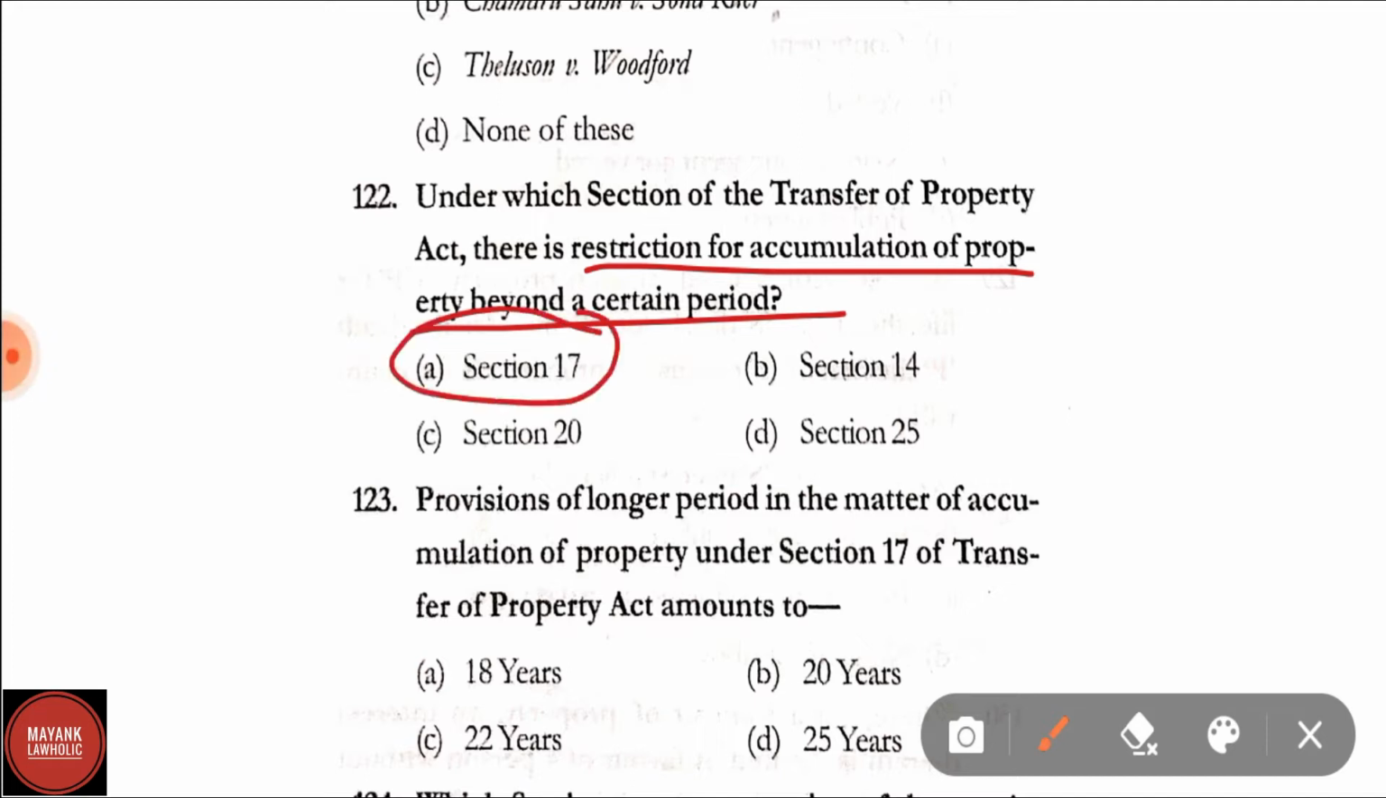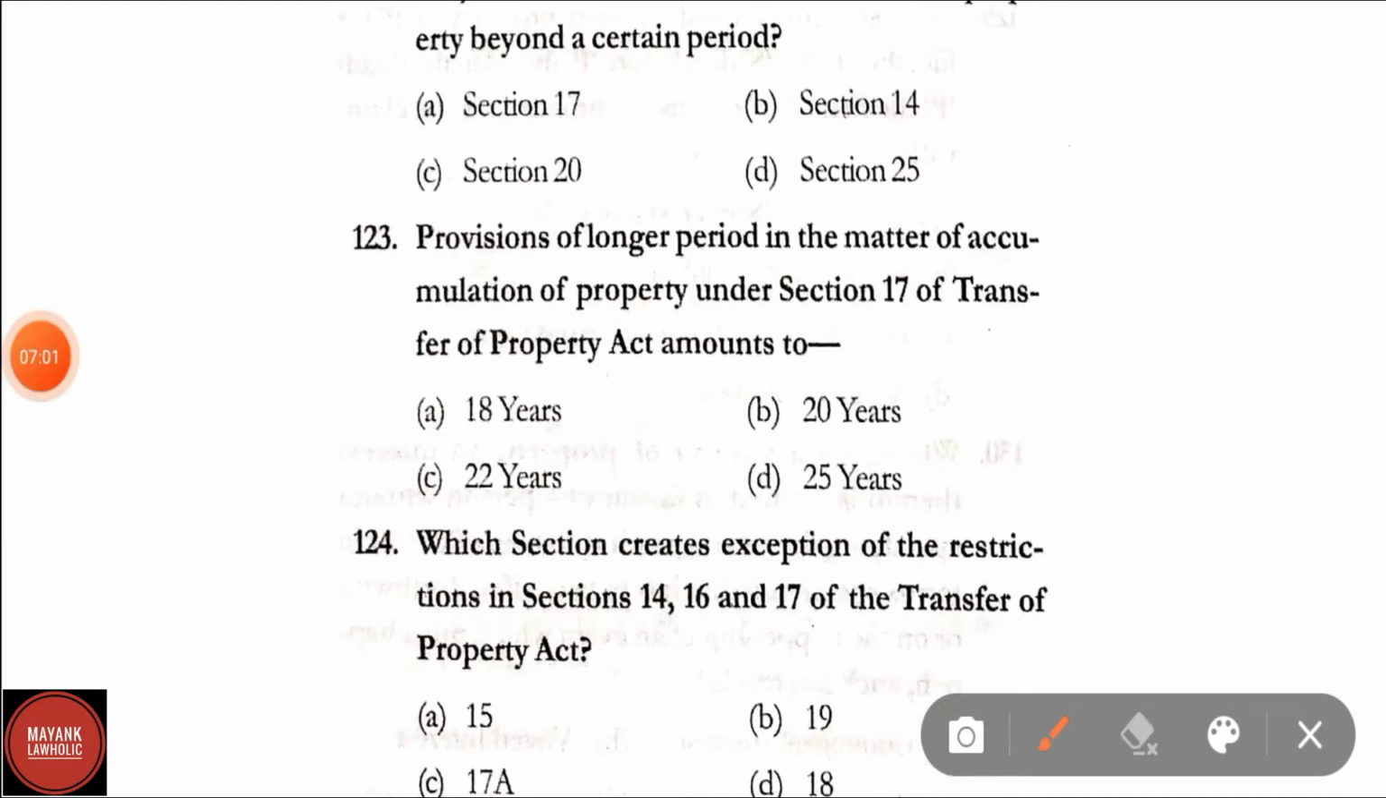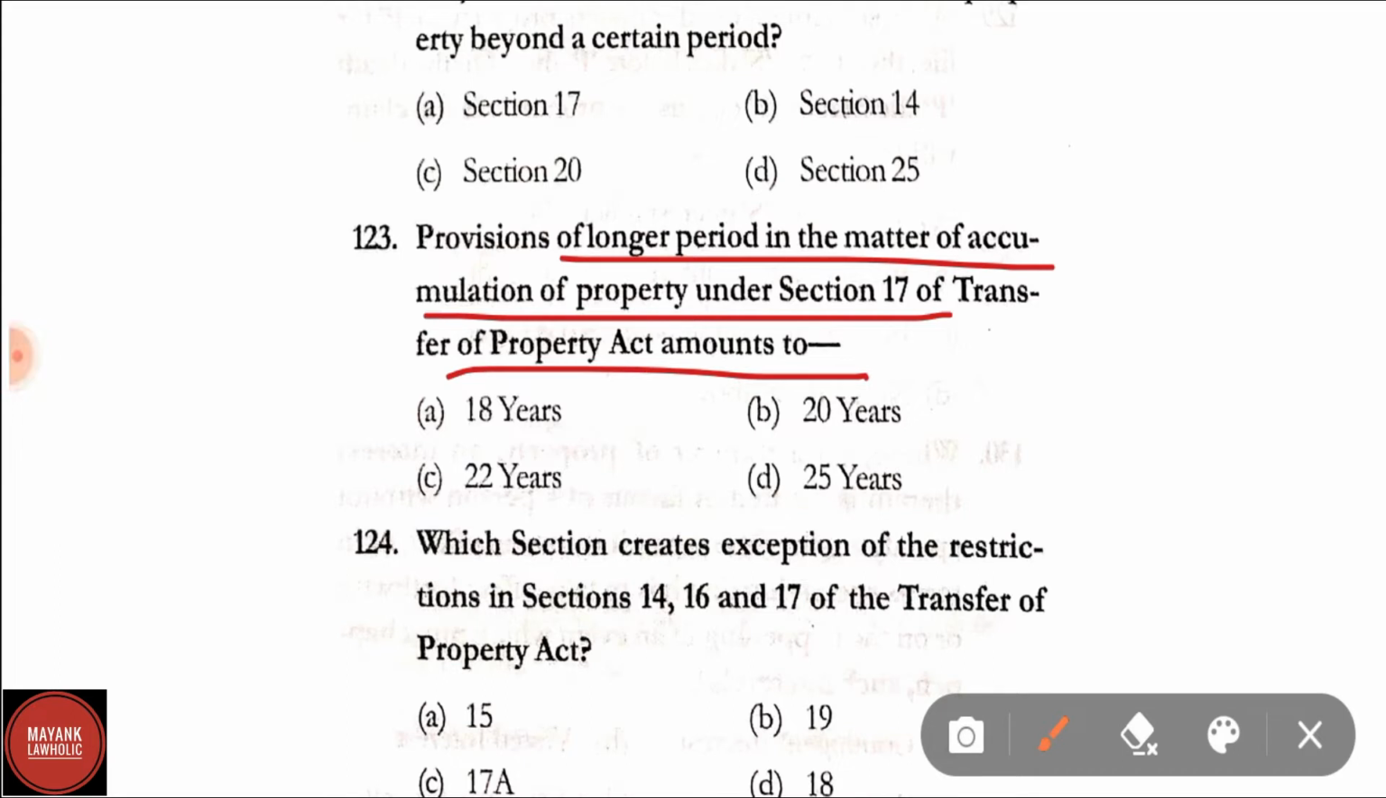Correct answer is option A, that is section 17. Question number 123. Provision of longer period in the matter of accumulation of property under section 17 of Transfer Property Act amounts to: 18 years, 20 years, 22 years, 25 years. Correct answer is option A, that is 18 years.